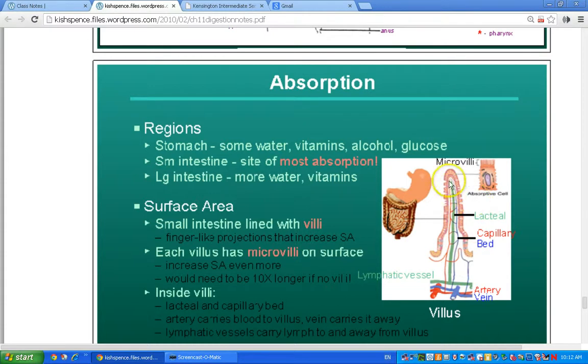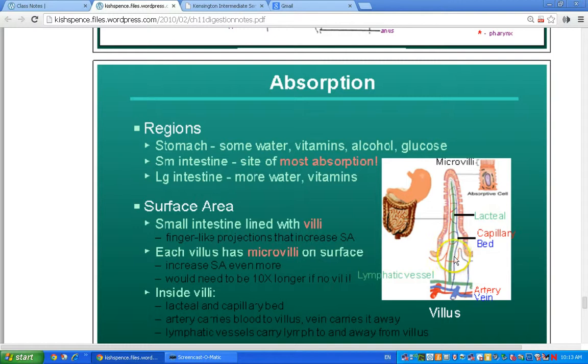They are finger-like projections that help to increase the surface area available for digestion and absorption, especially absorption. At the top of them are absorptive cells, and at the very top of those cells are microvilli. So there are tiny little finger-like projections that come off the top of the main finger-like projections, the villi. That increases the surface area even more. If we didn't have villi and microvilli, our small intestine would have to be 10 times longer and we would have to be much bigger.